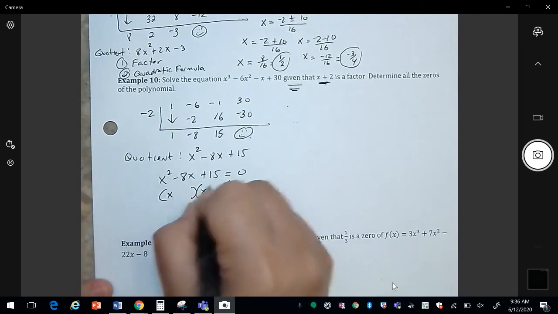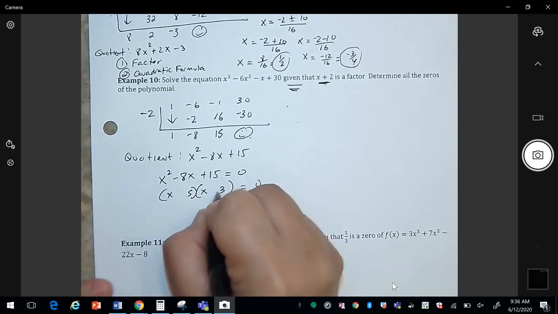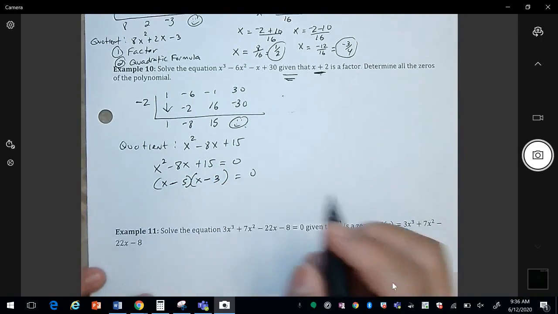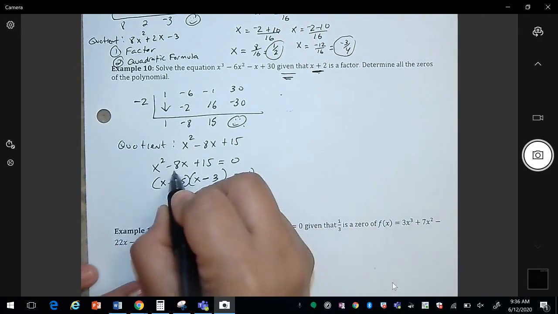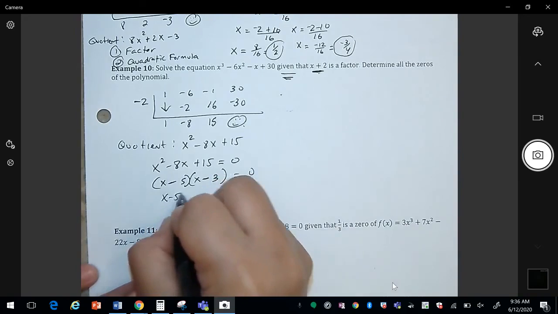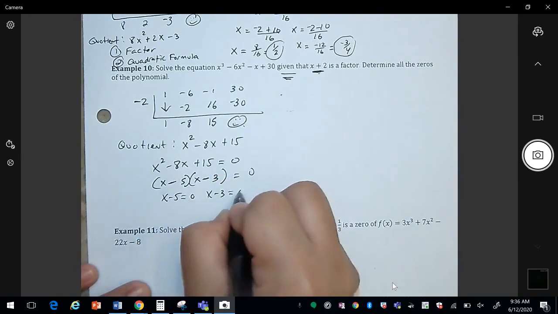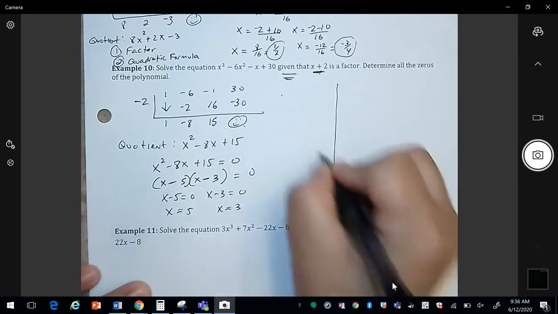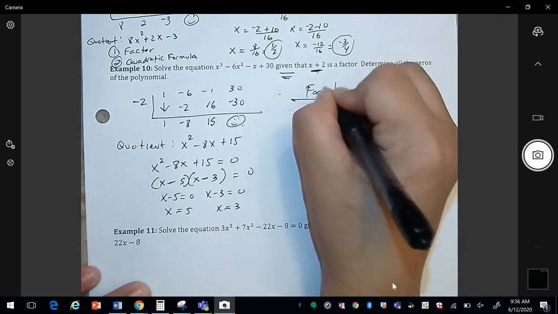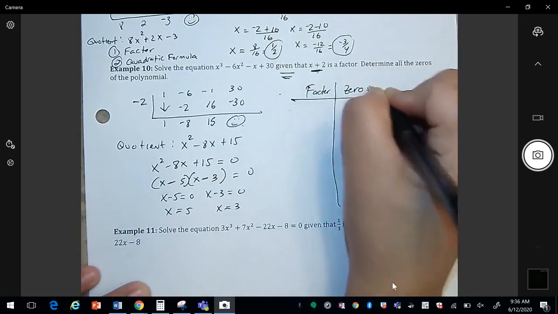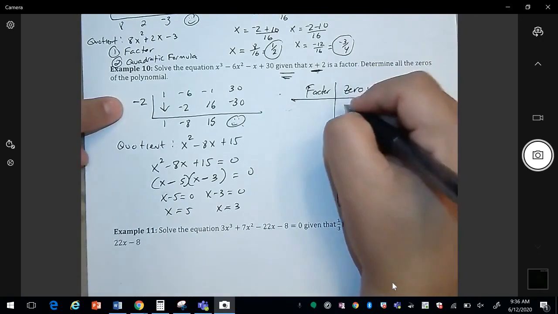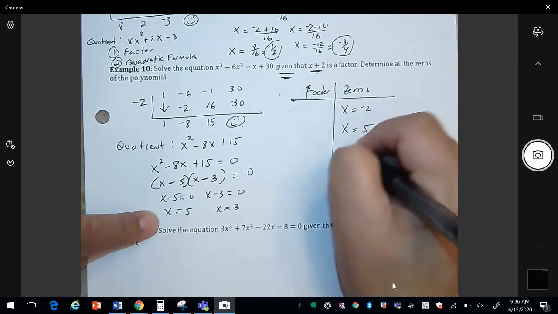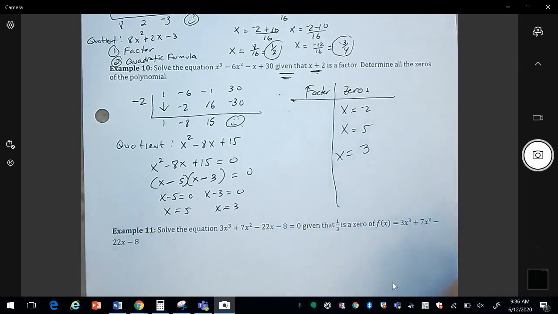At this point, you can try to factor, or you can use the quadratic formula. So I have x times x. 5 times 3 would give me 15. Since it's positive 15, I need both of them to be negative. Negative 5, negative 3 is negative 8. So I can set each factor equal to 0. So x is 3 and x is 5. So my answer is the zeros. Here I have x is equal to negative 2 is a 0, x equals 5 is a 0, and x equals 3 is a 0.